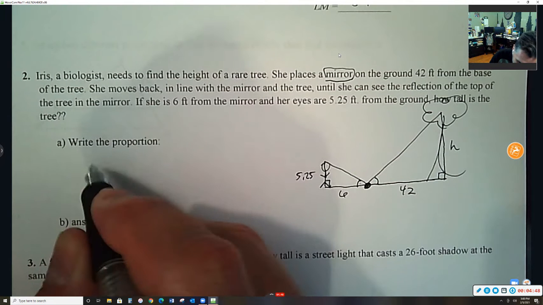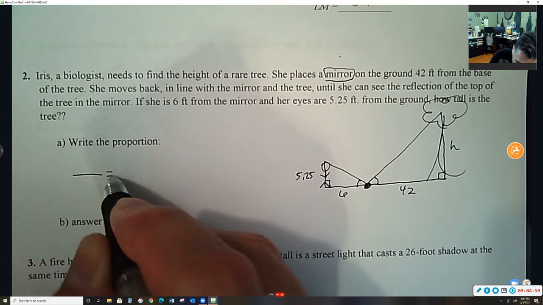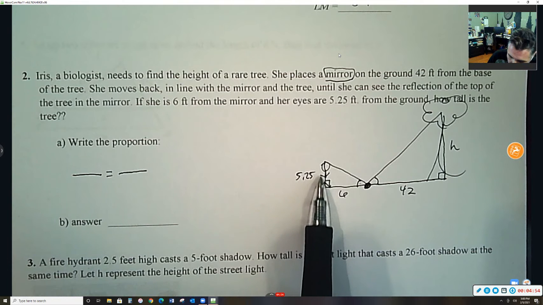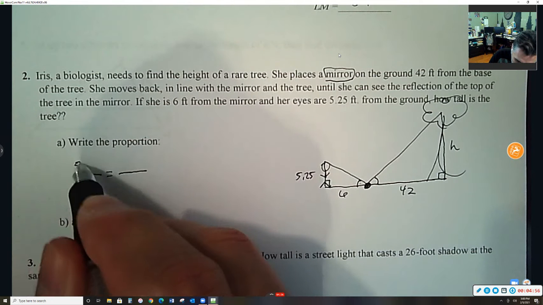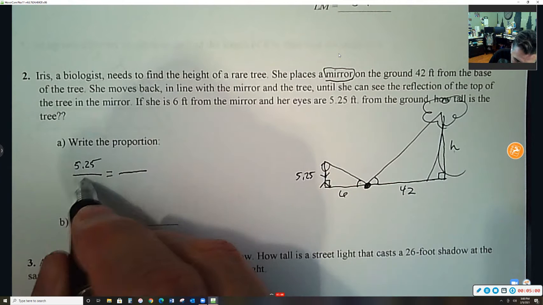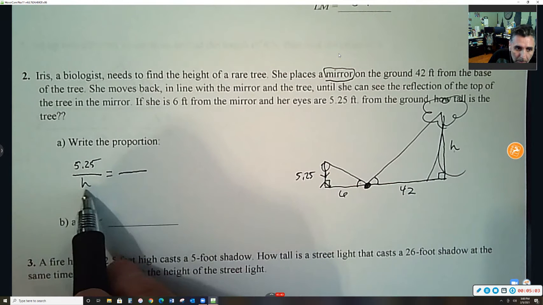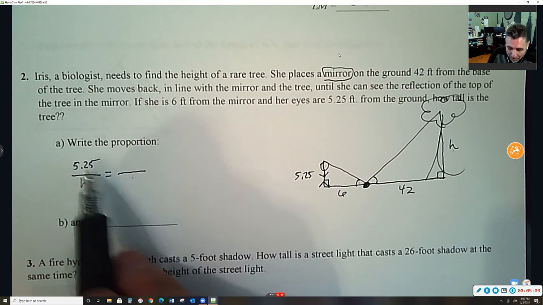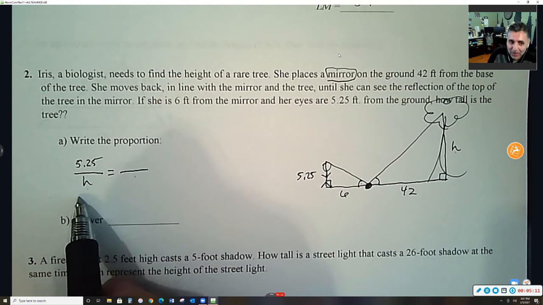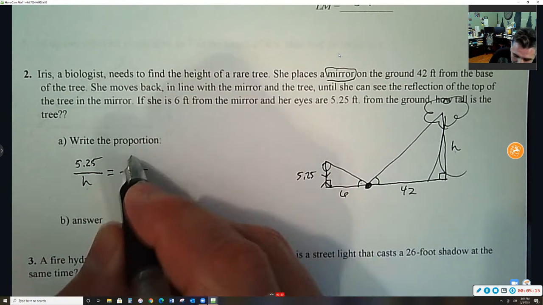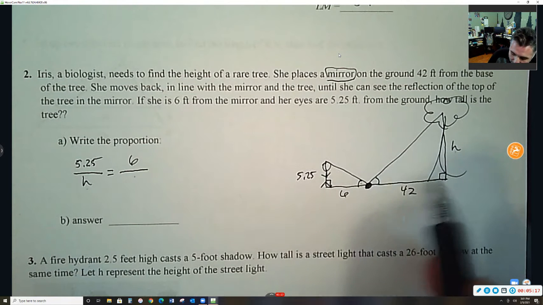So the proportion would look like this. I'm going to take her height, which is 5.25. Underneath, I'm going to put the tree's height. So these two need to match up. Now I could have put them on the second spot. That shouldn't matter. But what matters is these two go together. And then I'm going to take her distance away from the mirror, and then the tree's distance away from the mirror.